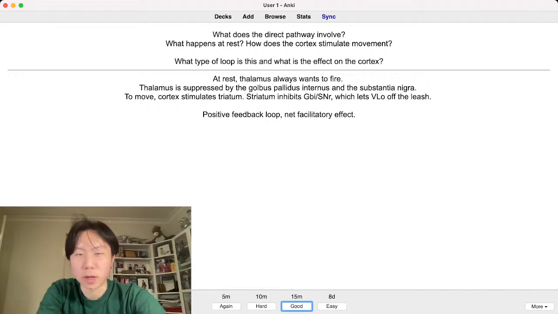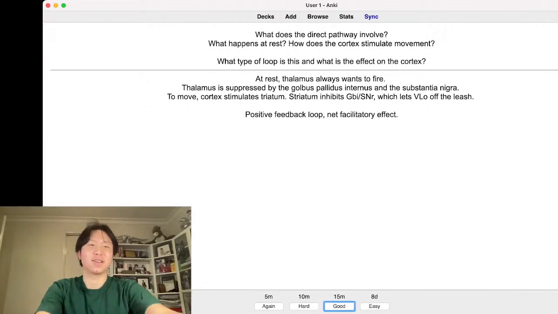Is my volume working? Apparently it's not working that well. Let me check. I'll join on my phone. No, it's fine. I think the volume's working. Yeah. Alright.